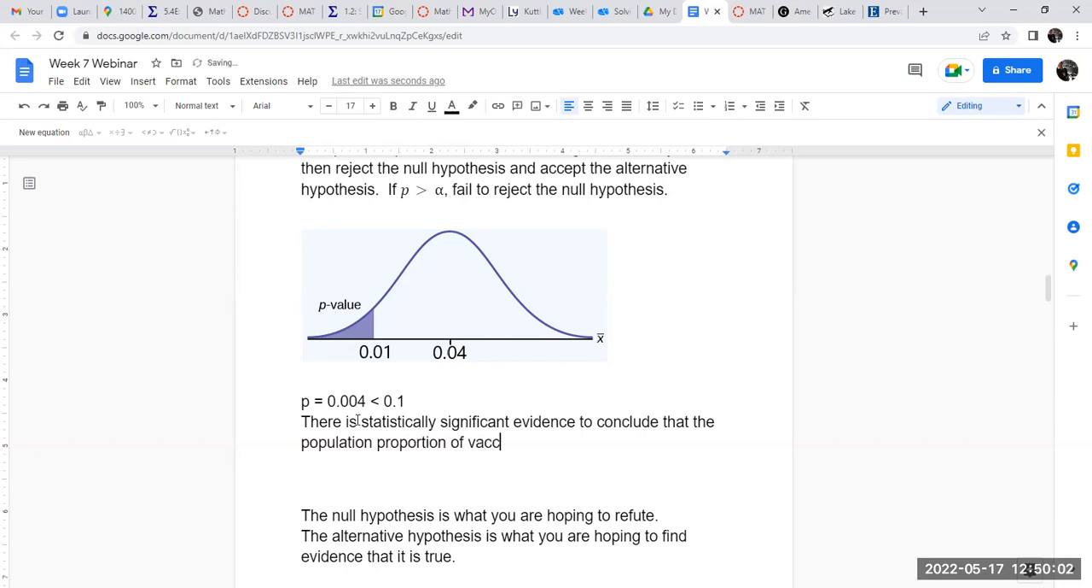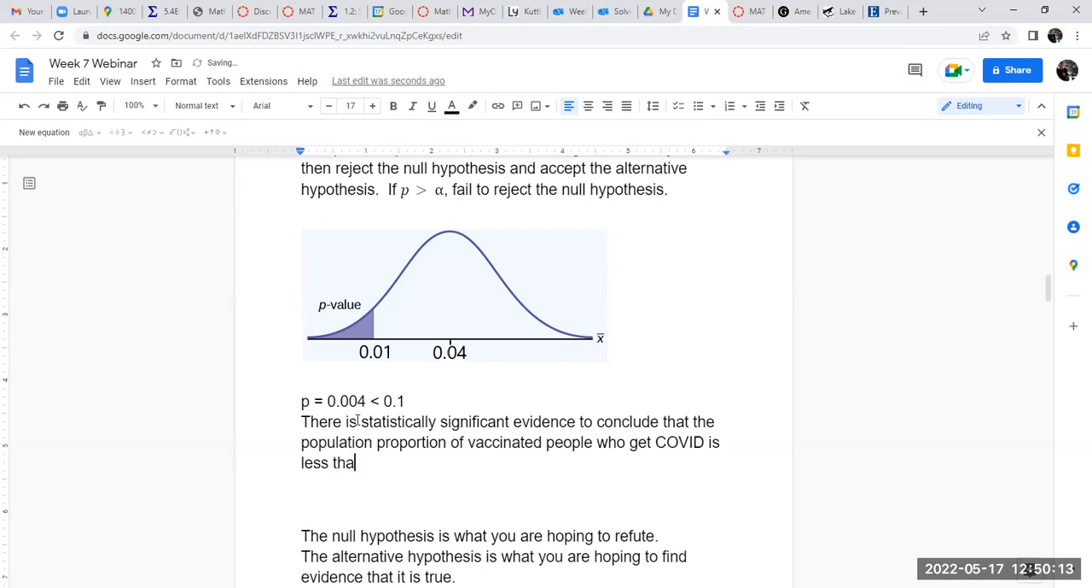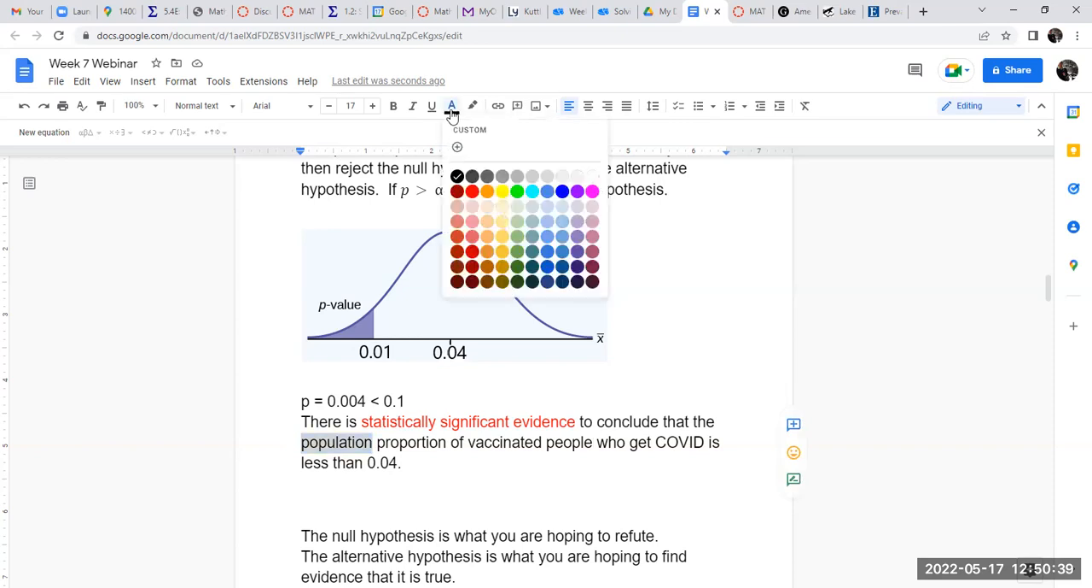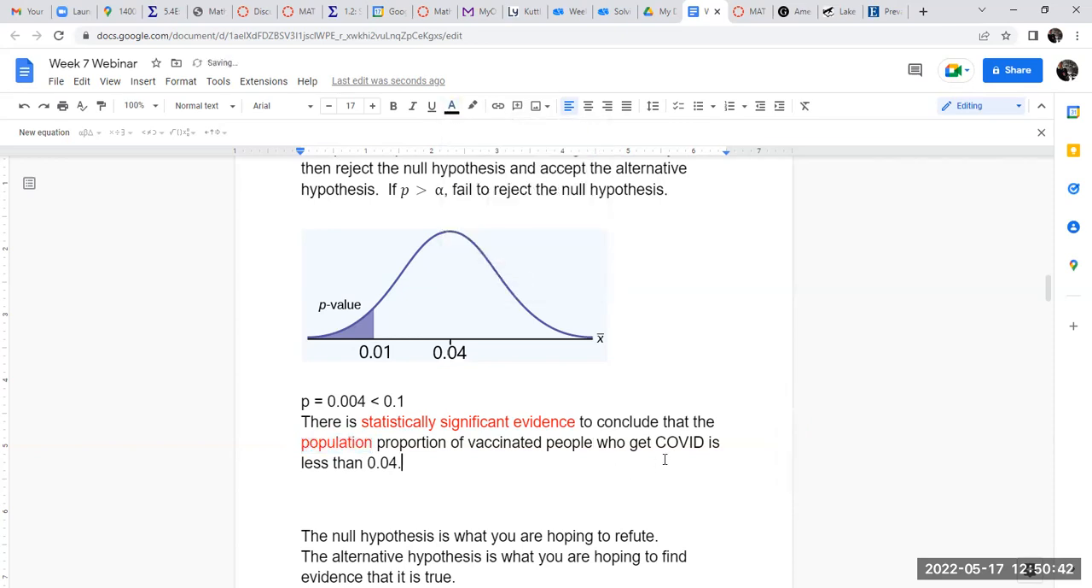Vaccinated people who get COVID is less than 4%, 0.04. Okay, and I want to highlight a few things because they're always going to be used. Statistically significant evidence. So when you reject the null hypothesis, when you get a small p-value, use those words. And population. Always talking about that. Any questions on that?